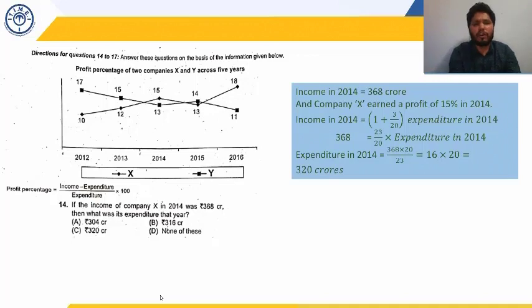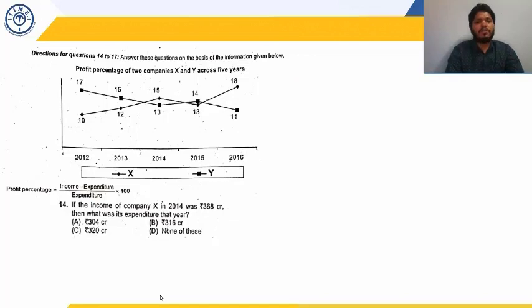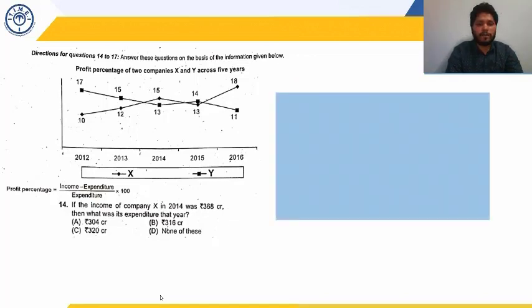This is kind of a direct profit and loss question. This was an easy one. Income is given, we need to calculate the expenditure, and profit percentage is 15%. So income is 15% more than expenditure, which means directly using the multiplying factor. Income is 1 plus 3 by 20 times expenditure, which is 368 given. So 368 is 23 by 20 times expenditure. Expenditure comes out to be 320 crores, which is option C. So the answer is option C here.